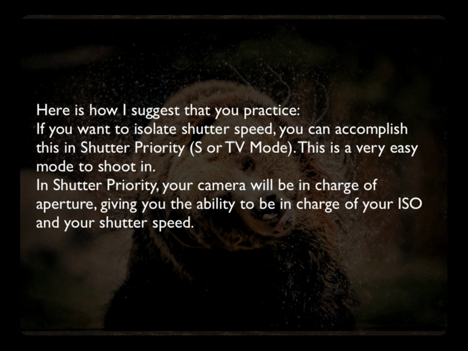Here's how I suggest that you practice. If you want to isolate shutter speed, you can accomplish this in shutter priority, S or TV mode. This is a very easy mode to shoot in. In shutter priority, your camera will be in charge of aperture, giving you the ability to be in charge of your ISO and shutter speed.